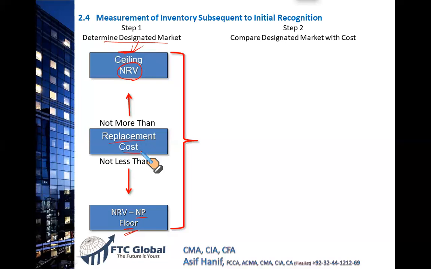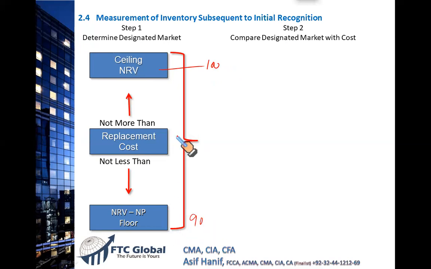It means this is the price at which you can purchase inventory from the market. Replacement cost can sometimes be more than ceiling, sometimes it can be less than floor. So replacement cost will only be considered if it falls between the ceiling and above the floor. Let's put some numbers to make it understandable. Let's say your NRV is 100 and your normal profit margin is 10, which means your floor is 90.